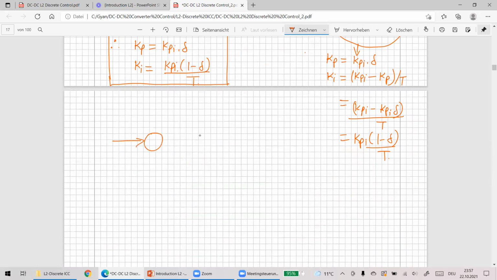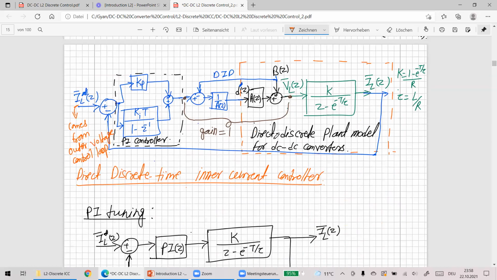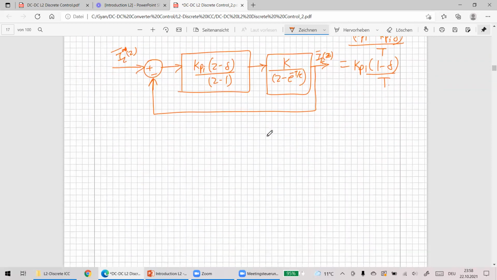So let's draw the transfer function block diagram again. We just now saw the PI can be replaced like this. So we can write Z minus del by Z minus 1. And then this is our plant. I'm sorry, it's e power minus T over tau. So this is our reference. This is our actual value. So let's check the plant model again, and it's correct.